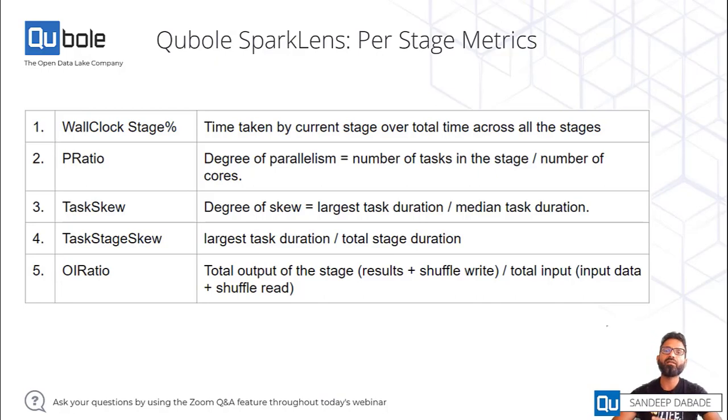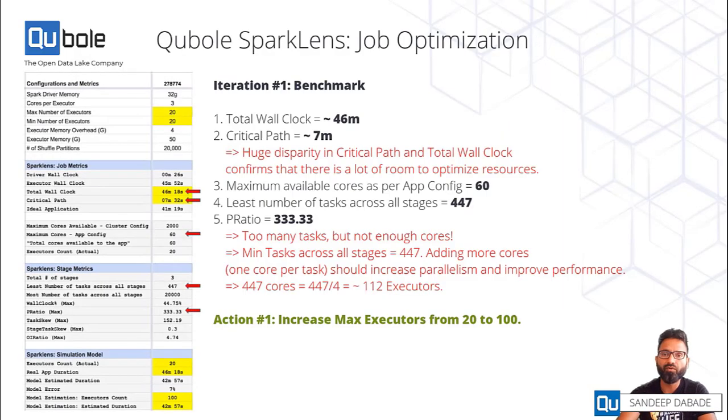So now let's look at the actual Spark job that we optimized over a few iterations. So first, what I did was just enable SparkLens for that customer's application and ran that job. The job completed in about 46 minutes. One thing that I immediately spotted was there was a huge disparity between total wall clock time and critical path, 46 over 7 minutes.